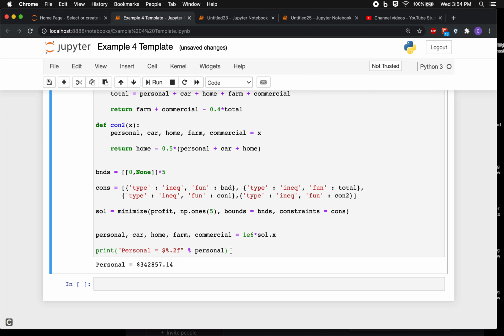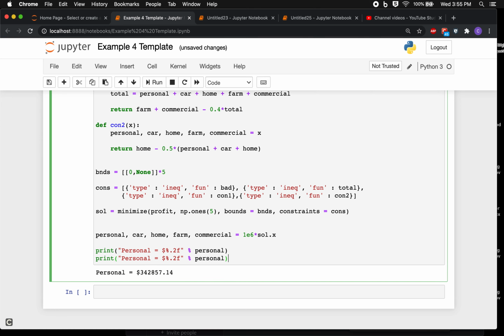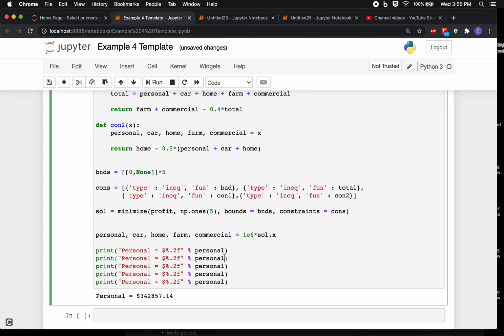And yeah, so I got some numbers here. I got personal. I got car. I got home. I got farm. And I got commercial. And let's do it over here. I got car. I got home. I got farm. And I got commercial. And the last thing I have is profit.